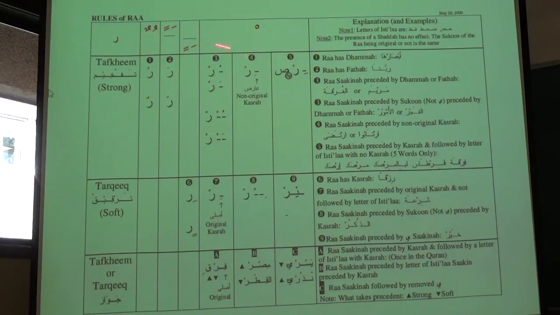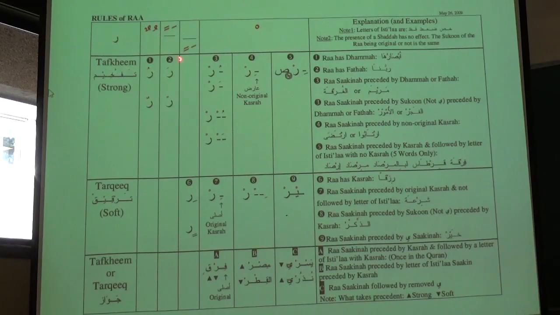So on top here, the top row, we have the Ra. A Ra, when the Ra has a dhamma or a double dhamma, when the Ra has a fatha or a double fatha, when the Ra has a kasra or double kasra, when the Ra has a sukoon. These are the different flavors, if you want, of the Ra. And on this first column here, we have the three options basically. So the Ra can either be soft or strong. But in some cases, in these exceptions here on the bottom, it could be either or. We'll get to them inshallah.